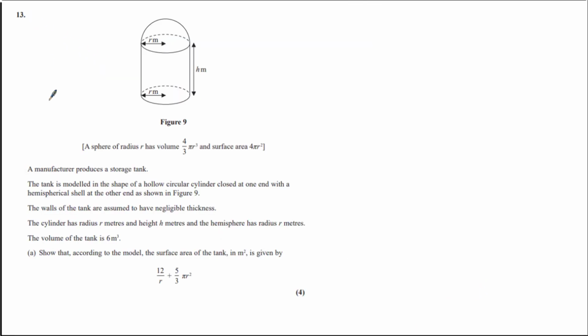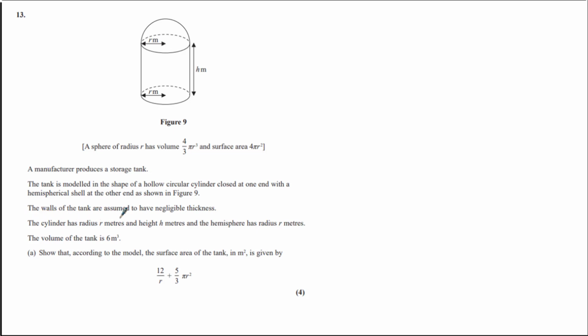Question 13. A manufacturer produces a storage tank. The tank is modelled in the shape of a hollow circular cylinder closed at one end with a hemispherical shell at the other end as shown in figure 9. So here in figure 9 we've got this storage tank, and on one end we have this hollow circular cylinder, which is here, and on the other end we've got this hemispherical shell, which is here at the top.